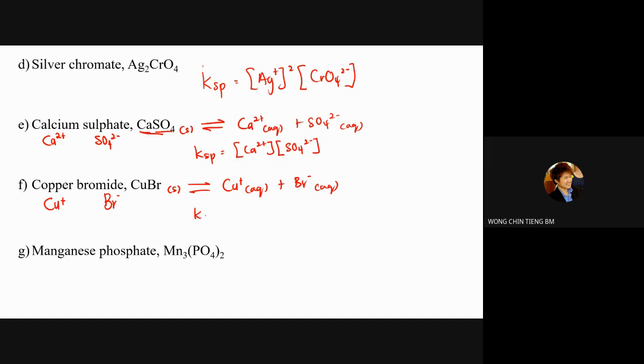KSP please. Cu plus, Br minus to the power of 1. Semua to the power of 1.